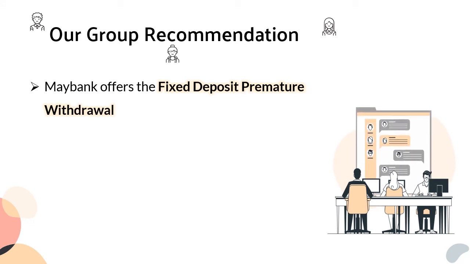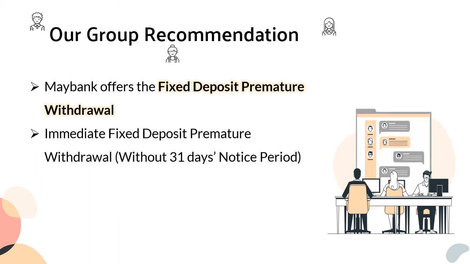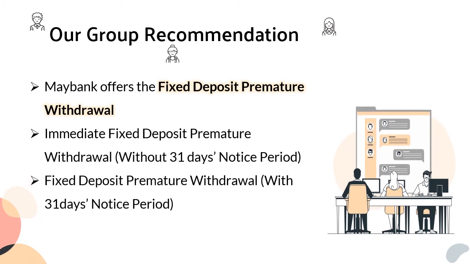Maybank does have two types of premature withdrawal, which are immediate fixed deposit premature withdrawal without 31 days notice period and fixed deposit premature withdrawal with 31 days notice period. For the immediate fixed deposit premature withdrawal without 31 days notice period, no interest will be paid. However, for the fixed deposit premature withdrawal with 31 days notice period, half of the contracted interest rate is payable.